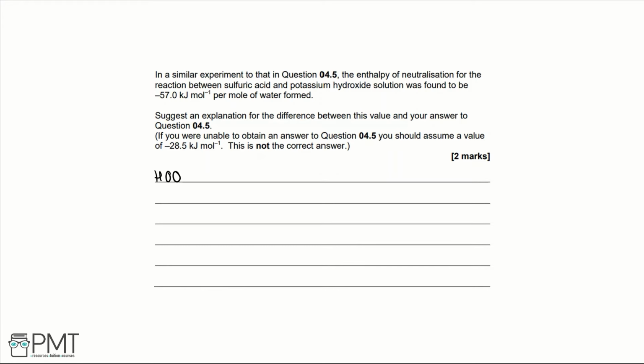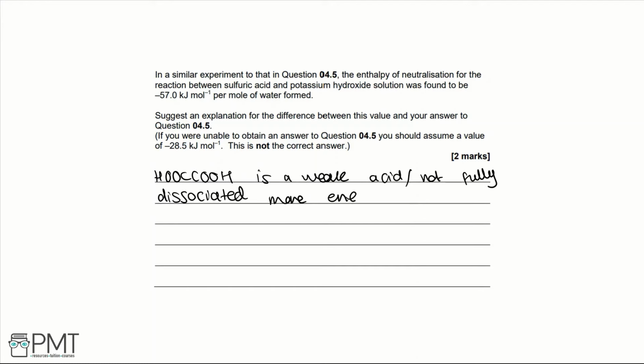The differences between this experiment and the previous question's experiment is the acid that you're using, so you've got sulfuric acid versus ethane dioic acid, and that the enthalpy change of neutralization is a lot more exothermic for this experiment, whereas the one in the previous question is more endothermic, it's more positive. So ethane dioic acid is a weak acid, and that means it doesn't fully dissociate. If it doesn't fully dissociate, that means that more energy is needed to break the bonds and to have complete dissociation.